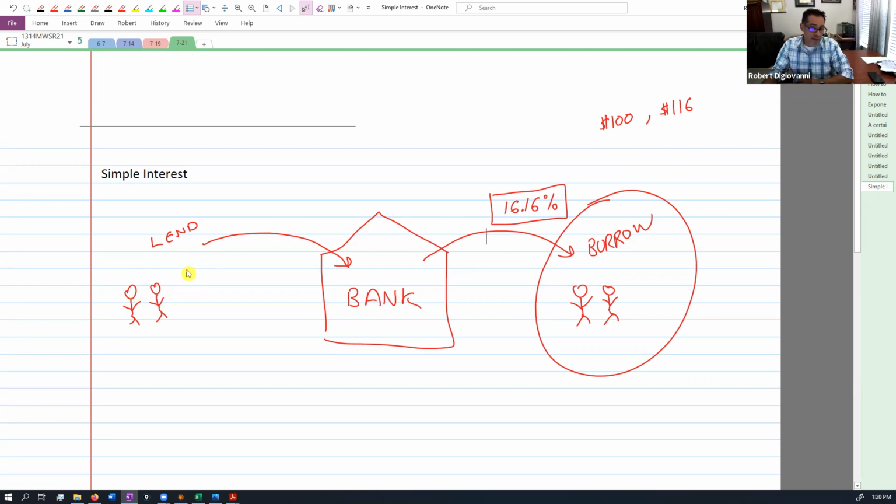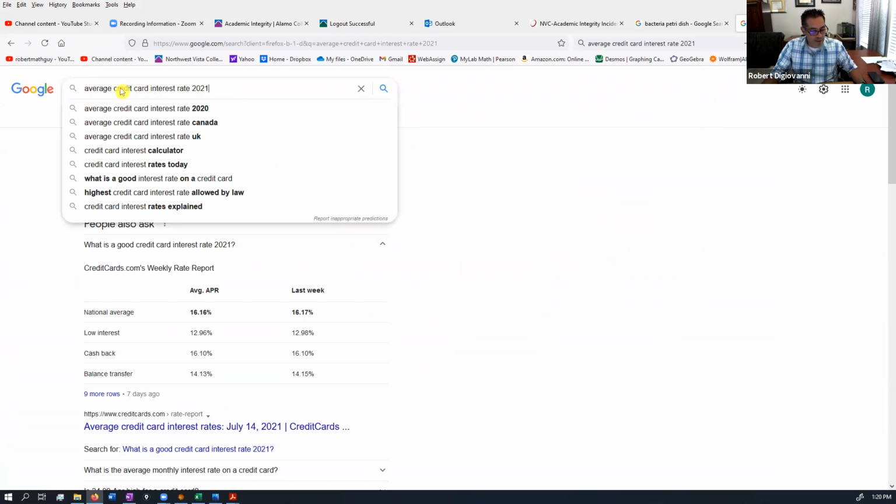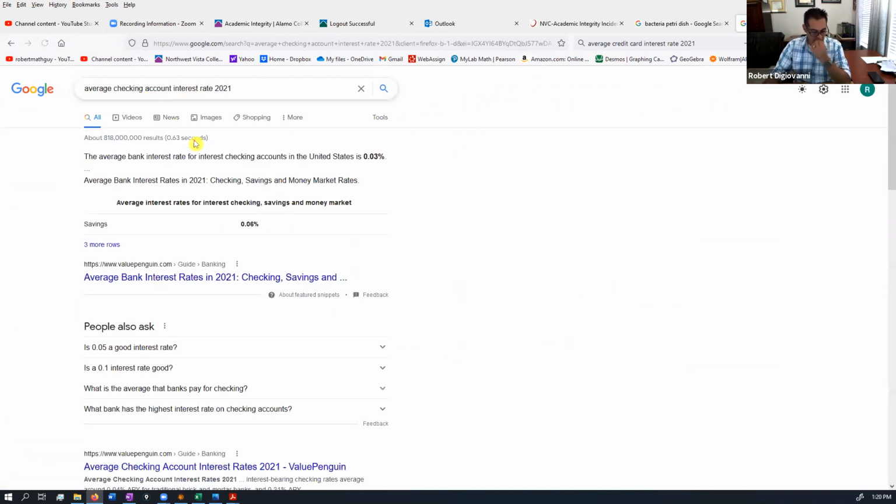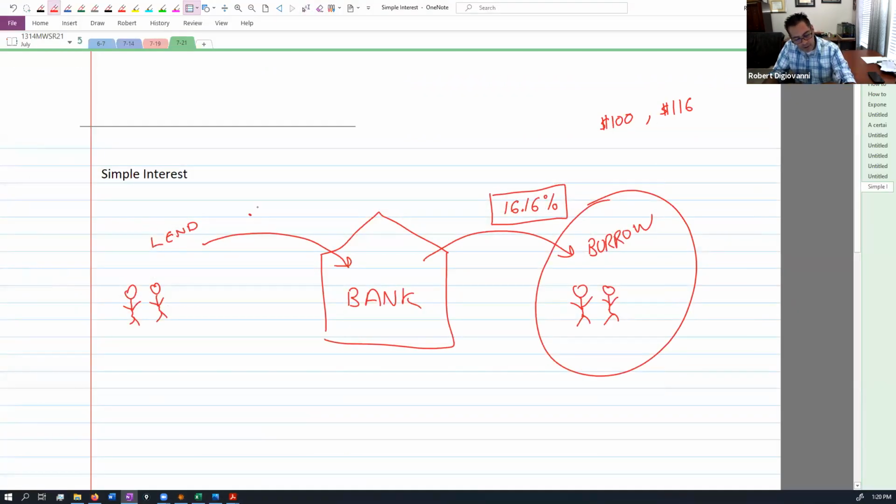On the other hand, these people are putting their money in the bank, and the bank is saying, okay, thank you for letting us use your money. We're going to give you money to use your money. So let's do average checking account interest rate. If you put your money into a checking account, is that a typo? The average bank interest rate for checking accounts in the United States is 0.03%. That's not a typo. 0.03%. That's not even 1%.